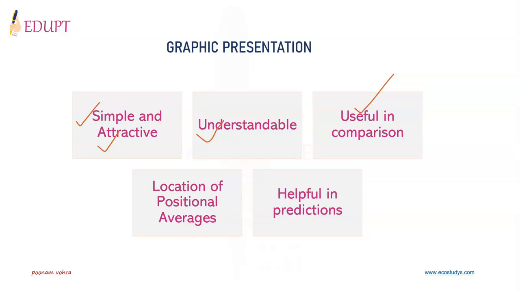Not only that, one can easily locate all the positional averages, that is, median, mode, quartiles, can be presented graphically, can be understood easily, can be interpreted easily. And by doing so, it becomes very helpful in making predictions, because through graphs, tendencies that could occur in the near future can be predicted in a much better way.